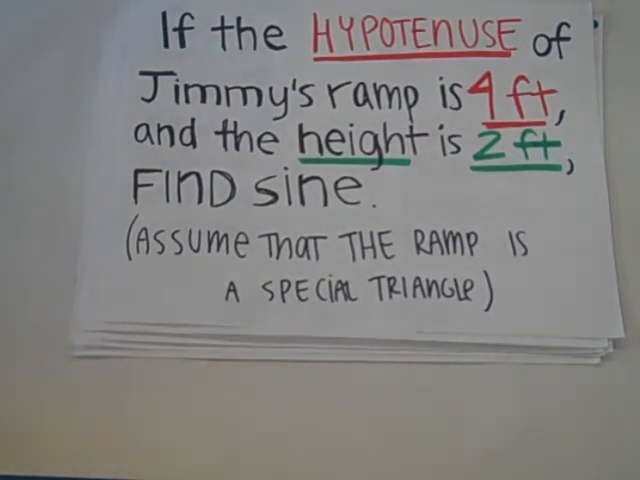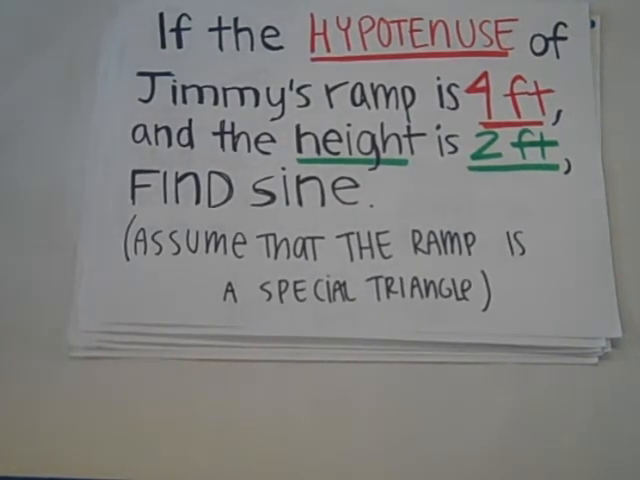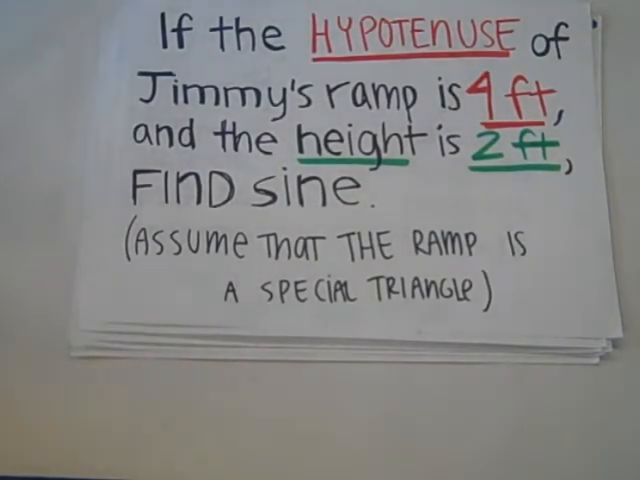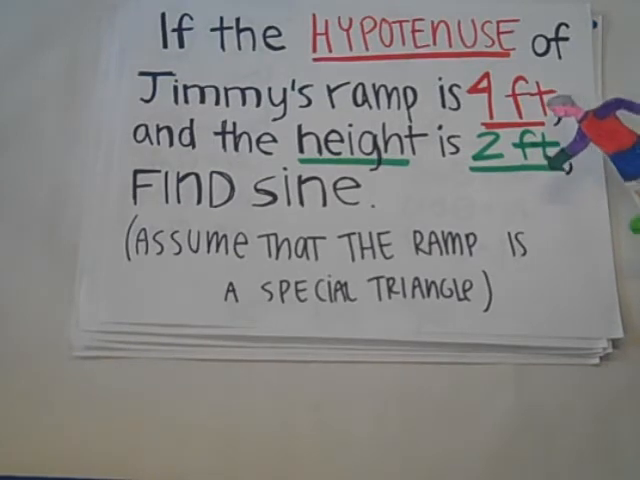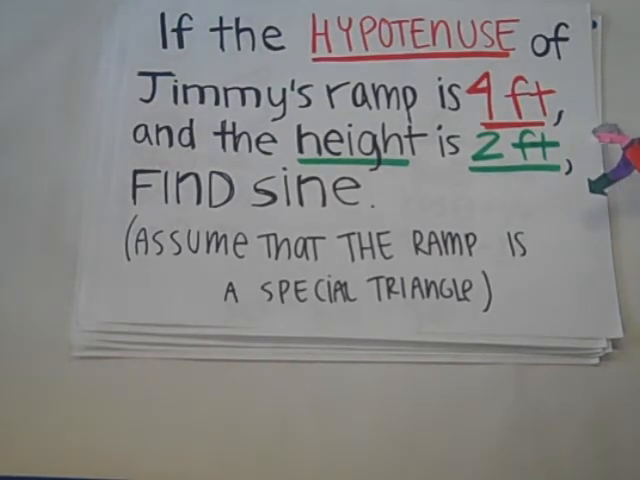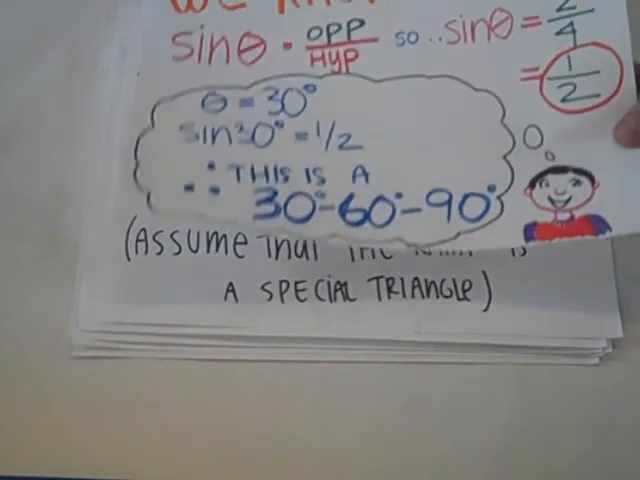Let's put Jimmy's ramp to the test, using what we know about special right triangles. Let theta be the angle that touches the ground. If the hypotenuse of Jimmy's ramp is 4 feet, and the height of the ramp is 2 feet off the ground, find sine of this triangle. Assume that this is a special triangle.